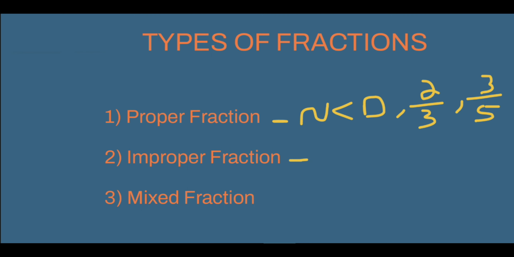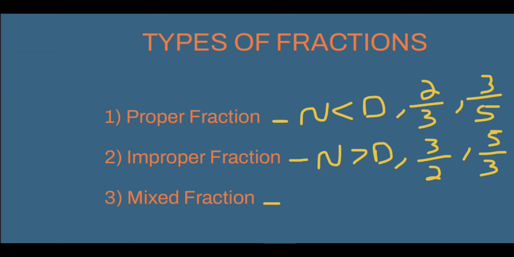Any fraction whose numerator is larger than the denominator is termed as the improper fraction. For example, 3 by 2, 5 over 3. In all of these cases, the numerator is larger than the denominator.